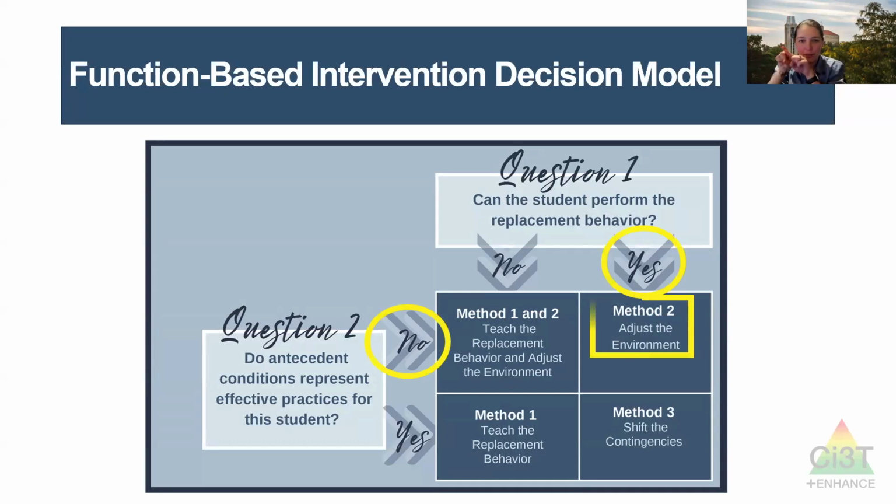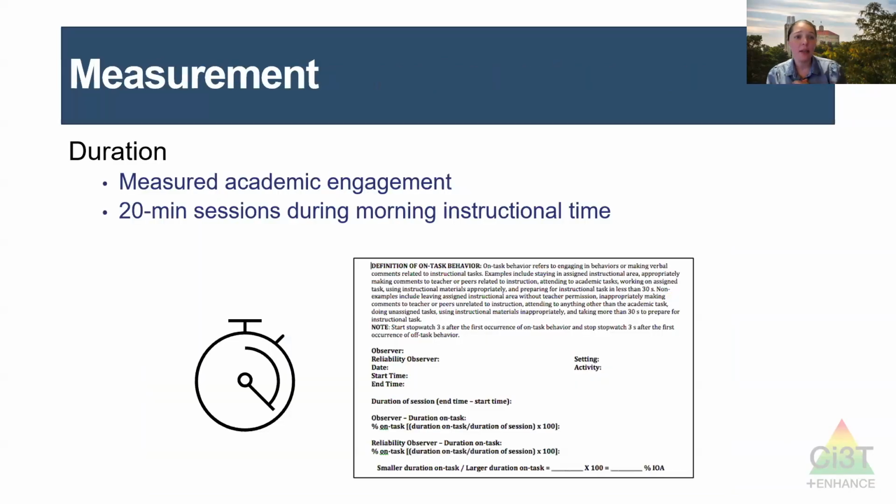So we would use method 2. We're going to adjust the environment. We're going to change the antecedent conditions so that the student is likely to be more successful. So for measurement, they said, we're going to do duration. We're interested in how long the student is engaged. And we're going to do 20-minute sessions, during their instructional time in the morning.